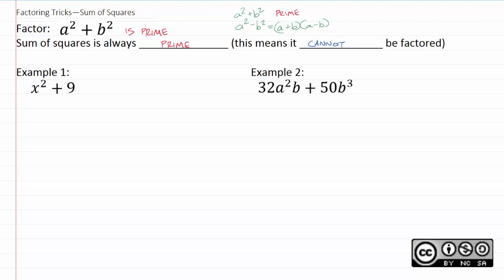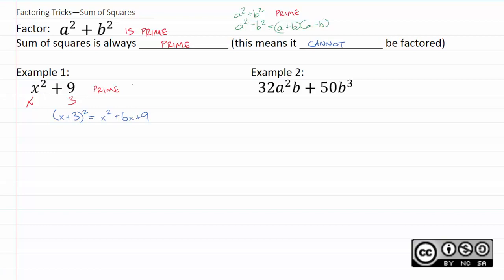So for example 1 is a problem that is prime, because there is nothing you can do there. You can take the square roots of both parts, but the thing is you cannot actually write that in a way that is factored. You might think that you could write it as x plus 3 squared, but if you FOIL that out, you'll actually get x squared plus 6x plus 9, which isn't what we're looking for. That is prime, which means you can go no further with it.